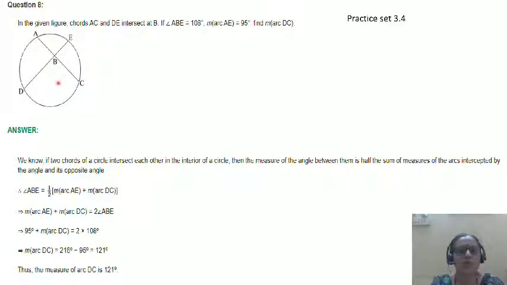Right? Half is common. So you have measure of arc AE plus measure of arc DC. Substitute the values. Measure of arc AE plus measure of arc DC is equal to twice the measure of angle ABE. Cross multiplication. Substitute the values. AE is given to be 95. Measure of arc DC is equal to twice the measure of angle ABE, which is 108 degrees, minus 95. Simplify this expression. You have the measure of arc DC is 121 degrees.